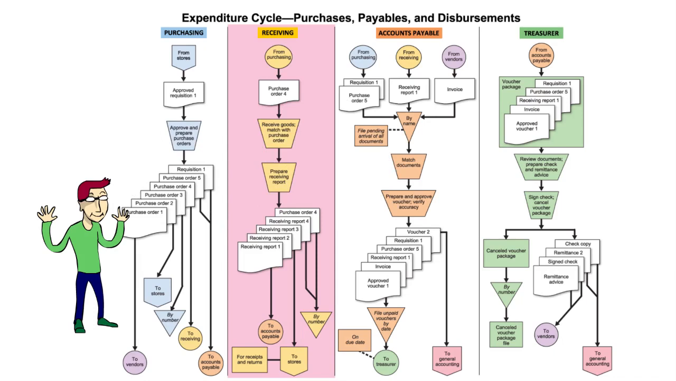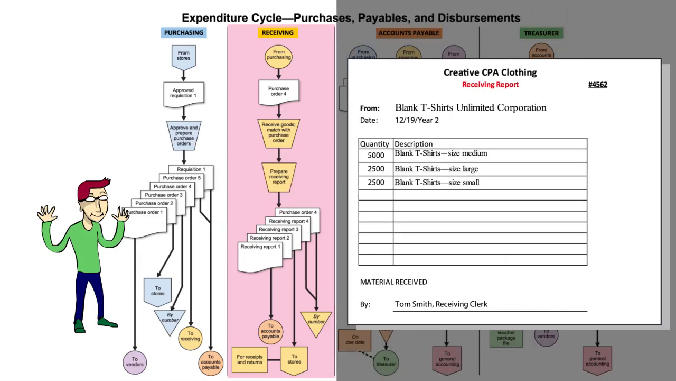With each count, Tom is filling in the receiving report. He'll then take that receiving report and make 4 copies. 1 will go to accounts payable, the original. 1 will go to the requisitioning department to acknowledge that, hey, we've got the stuff you ordered. 3rd will go to the files, and the 4th will go to the purchasing department.